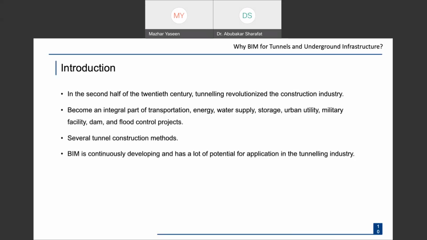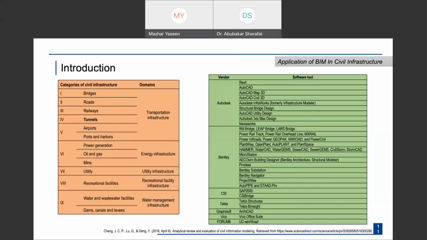When you consider tunneling, it is not a simple project because you're dealing with an environment which is underground and normally unknown, and you can expect anything. There are different tunneling methods depending upon the project type and also the feasibility, rock conditions, and the economic aspect. BIM is continuously developing for the civil industry, and it also has a lot of potential for the tunneling industry. So we are going to discuss that today in detail.